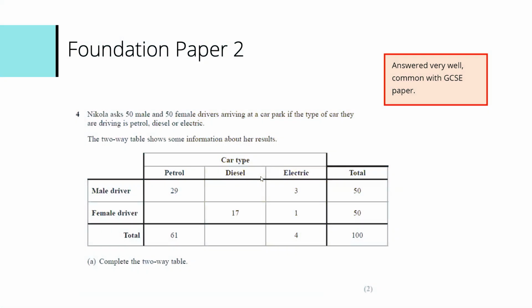Right, okay, I will move on now to paper 2. Nice paper 2 question, question 4, a really lovely two-way table question. Nice and typical of a common GCSE paper question, answered really well, and perhaps it's that commonality with the GCSE paper and that expectation. It wasn't anything that was new to them. So those questions which are common, students are answering particularly well.